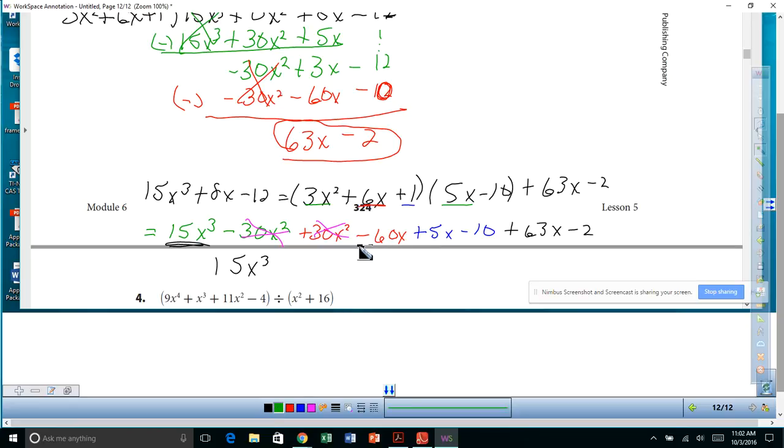So we got negative 60x here, negative 60x there, plus 5x, plus 63x. So negative 60 plus negative 60 is negative 120, plus 5 plus 63 is 68, which gives us minus 52x. Good. And negative 10 minus 2 will give you minus 12. And this matches that, so it worked. We got it. Good deal.